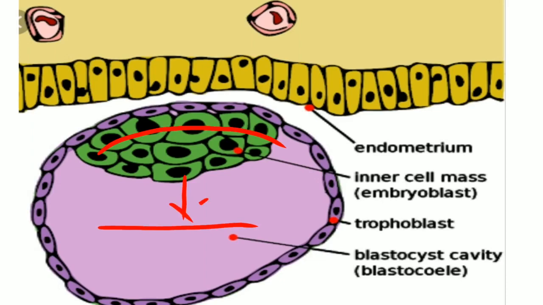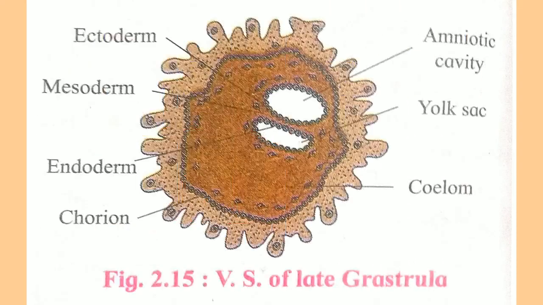These cells grow downwards from the embryoblast, divide mitotically and form a layer called the endoderm. From this endoderm, formation of the yolk sac occurs. So the endoderm grows within the blastocoel and forms a sac-like structure, and this sac is called the yolk sac. See here, this is the yolk sac which is formed from the hypoblast cells of the embryoblast or blastula.